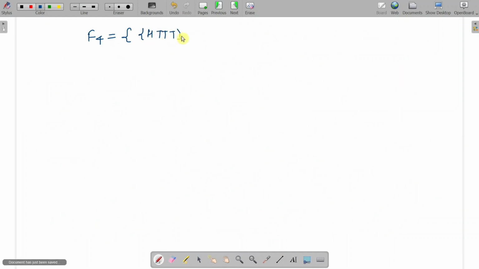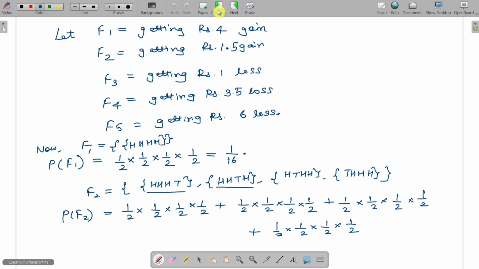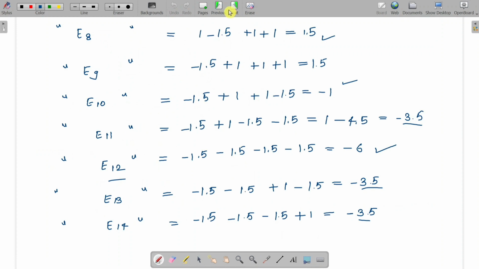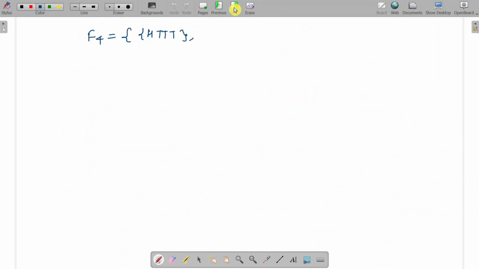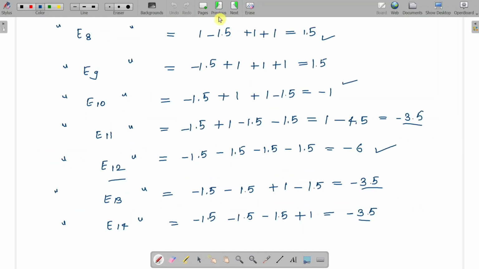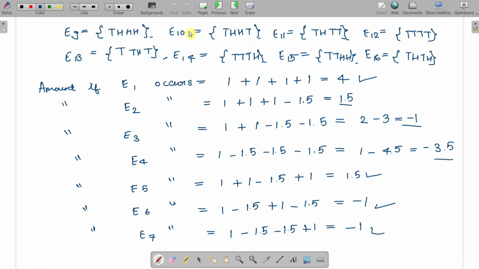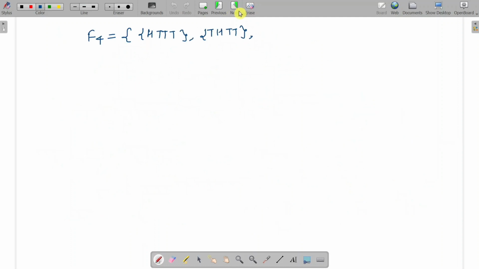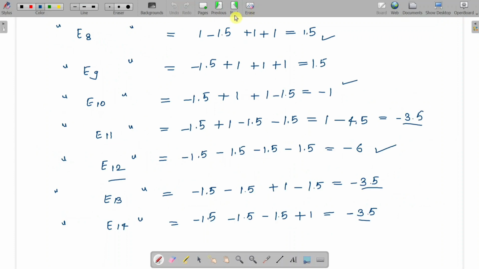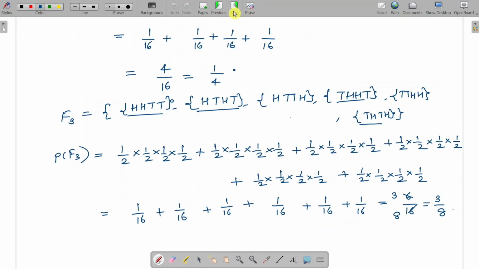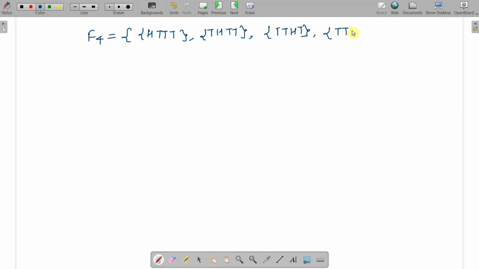HTTT. Then E11, so THTT. THTT. Then E13, so TTHT, and E14, so TTTH, right?